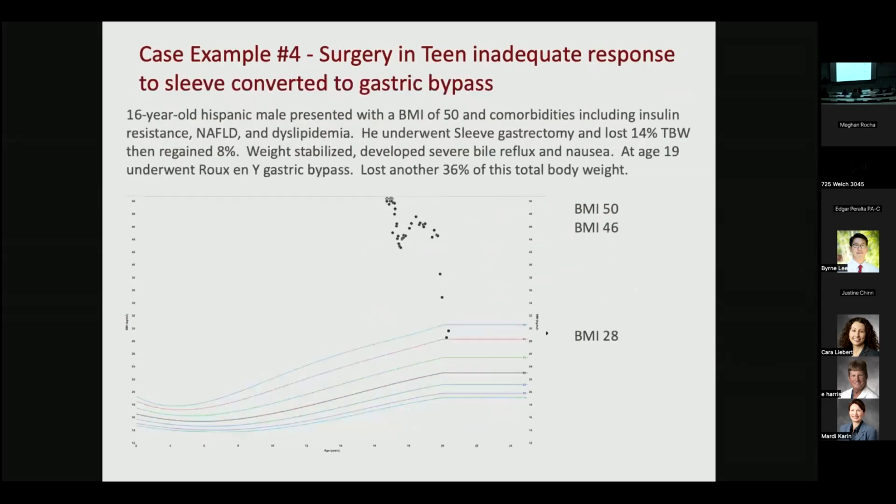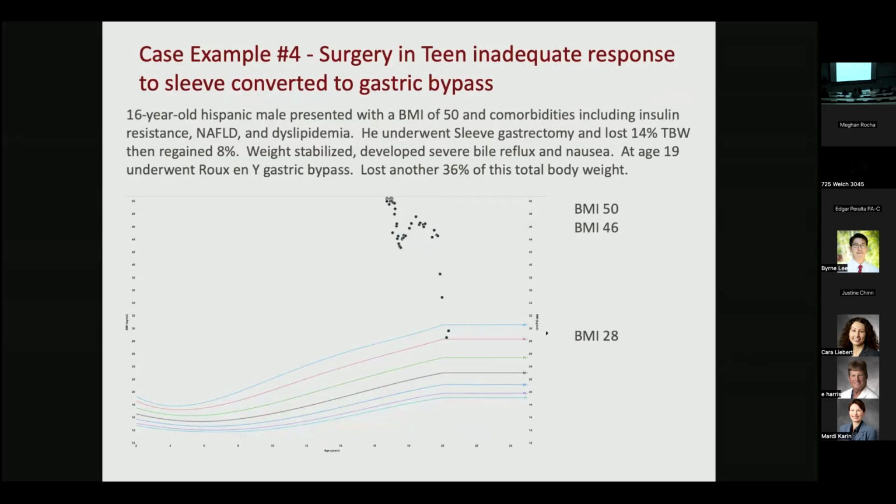Case 4 is a teen who had inadequate response to a sleeve. He actually had a pretty good response to a sleeve. He lost 14% total body weight, but then he started to regain immediately. And we see this. We started medications. We used medications for about a year and a half. He didn't really have a great response to semaglutide. So he came back and he said, I want a bypass. We did a bypass. He lost another 36% of his total body weight.